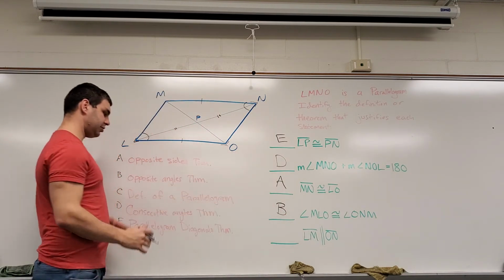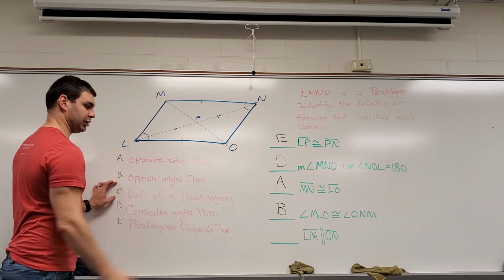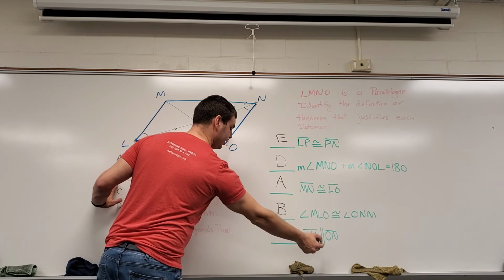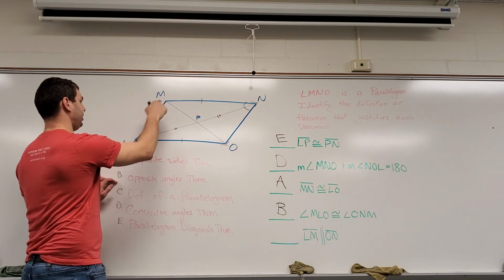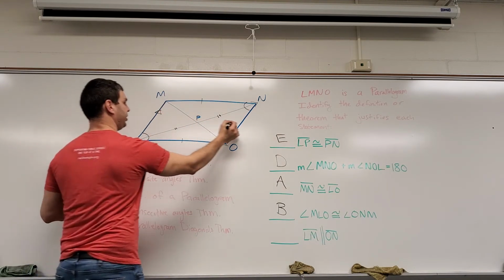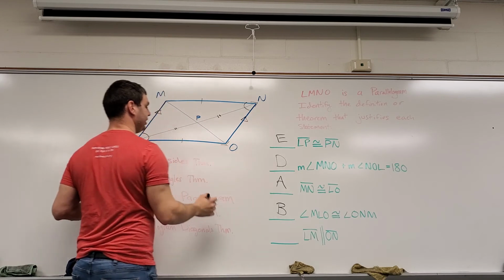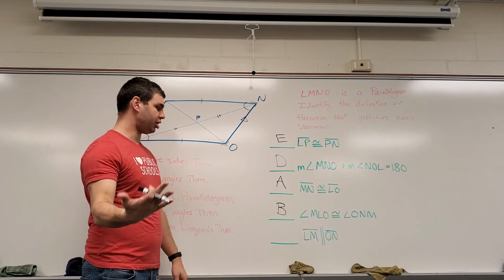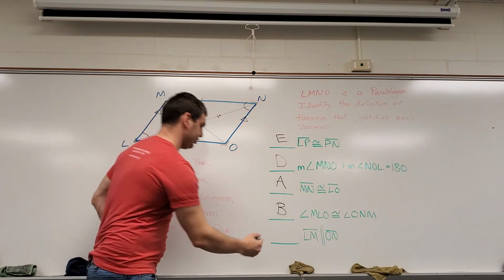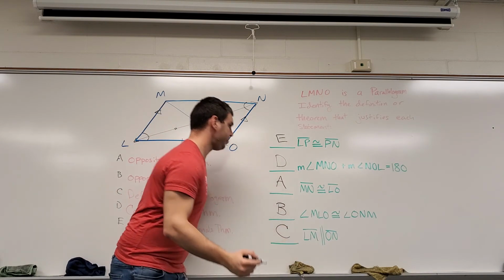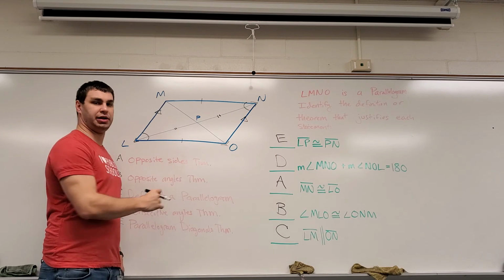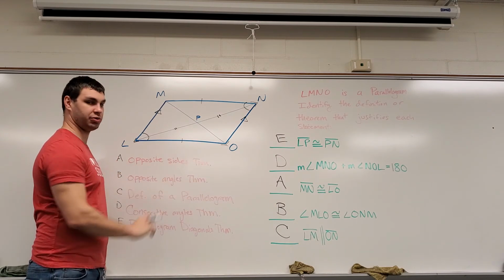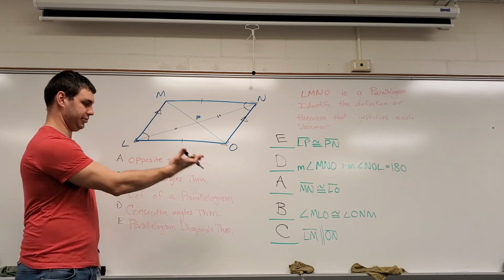And the last one should be the definition of parallelogram, the only one we haven't done. Let's just double check it. It says LM is parallel to ON, and yes, that's because of the definition of a parallelogram. Parallelograms have opposite sides that are parallel, so that's letter C. So if you get a problem similar to this, hopefully you're able to fill out which definitions or theorems make these statements true.